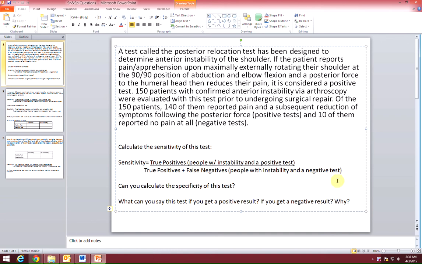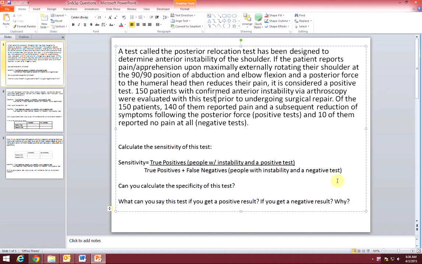All right, so I'm going to walk through how you can solve this problem. First, you need to decide what your population is. Looking at this test, it's 150 patients with confirmed anterior instability. So this is 150 people who you know have the diagnosis.